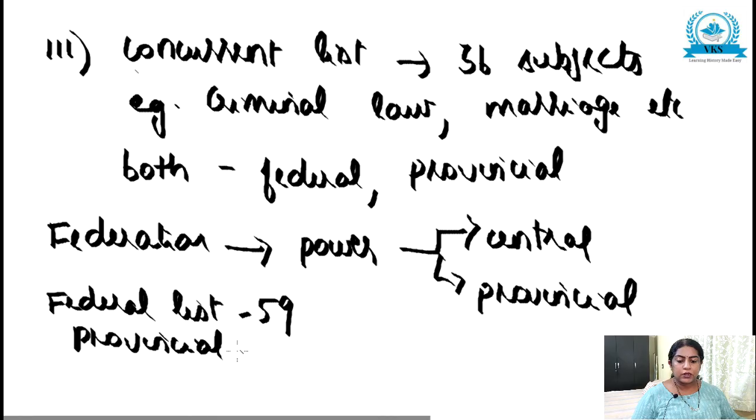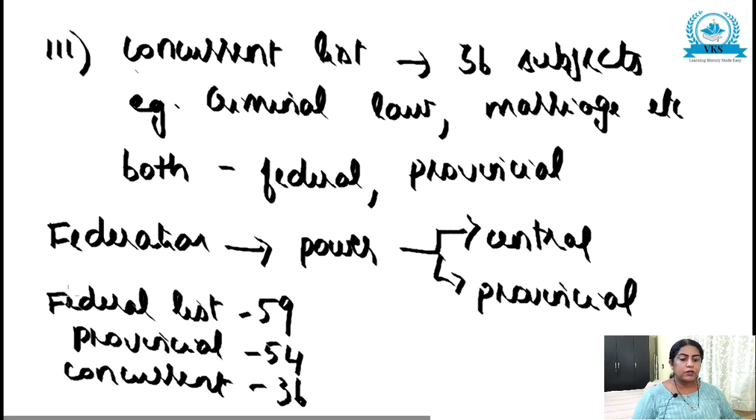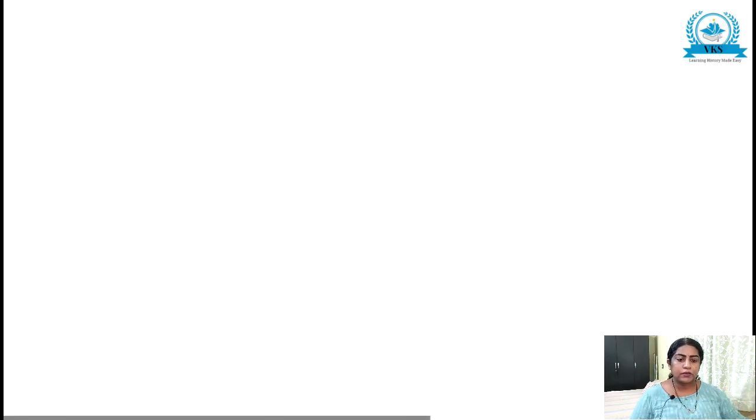In the provincial list, there are 54 subjects in which the provincial legislature has the power, and then you have the concurrent list, in which there are 36 subjects in which both the provincial and the federal legislature have competence. So this is how the division is made after the making of the Federation of India.